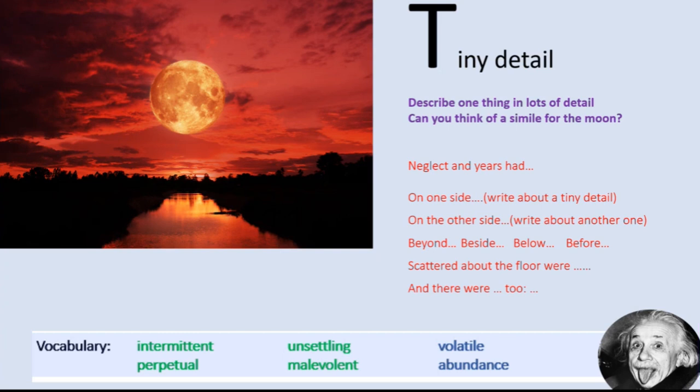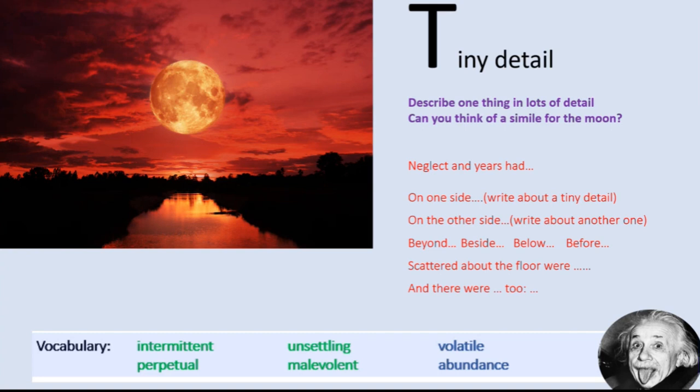Moving on to the T, which stands for tiny details. It is almost as if you're a camera person and you've aimed at the sky and described that. Now you are going to zoom in on one tiny detail and describe it in as much detail as possible. So for this picture, it could be the moon, or craters on the moon, or the reflection on the water.